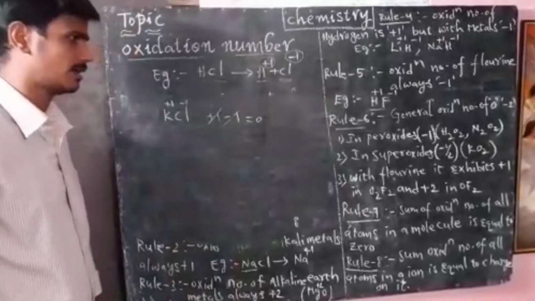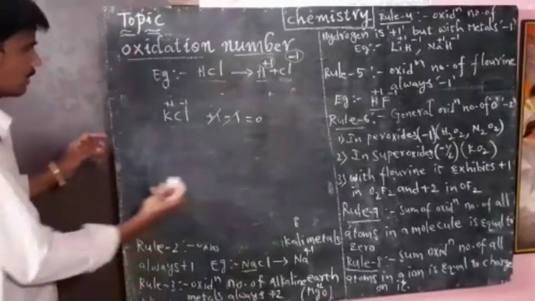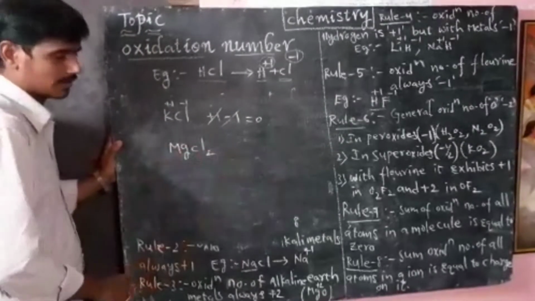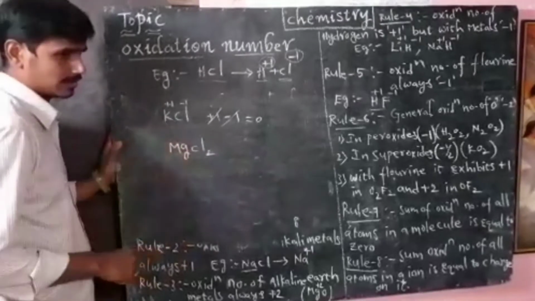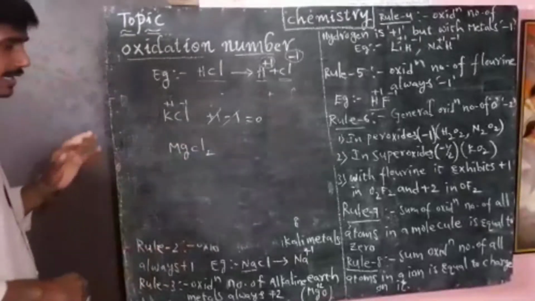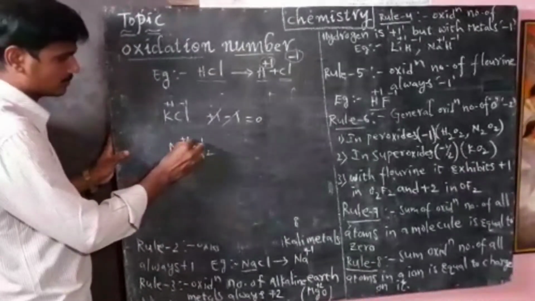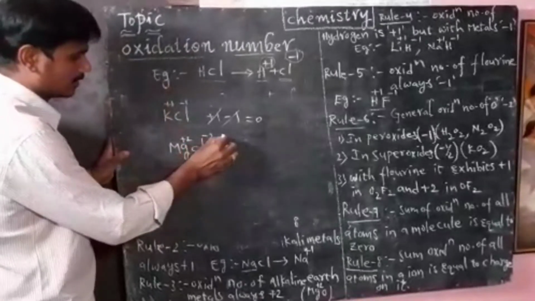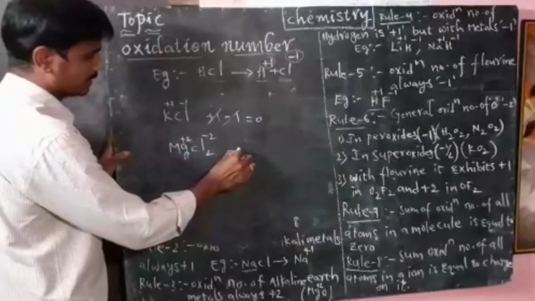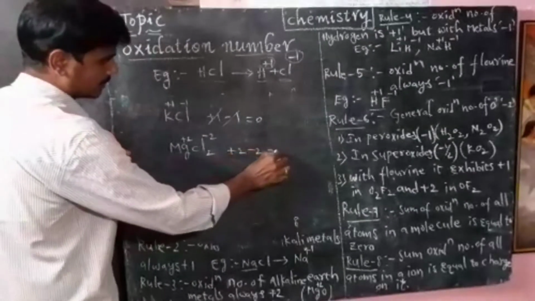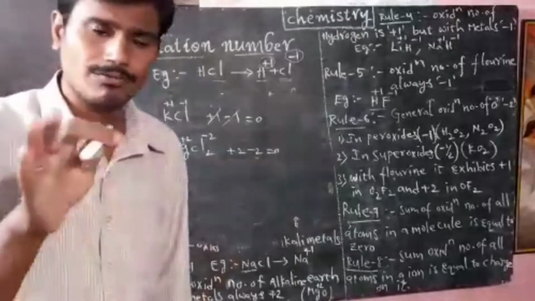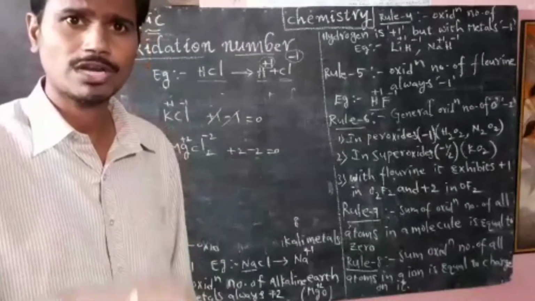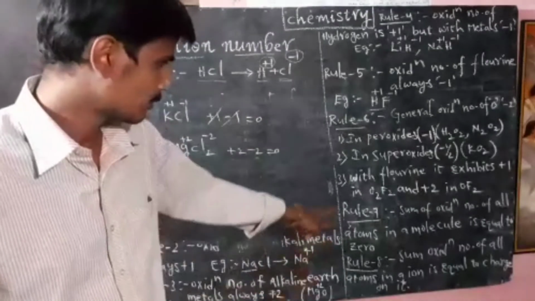One more example I will take. For example, MgCl2. The oxidation number of magnesium: in rule 3 we discussed that alkaline earth metals always exhibit +2. Each chlorine atom exhibits -1 oxidation state, so 2 into -1 is -2. Their sum is 0. If you take any molecule, the sum of oxidation numbers of all atoms in a neutral molecule should be 0. That is rule 7.